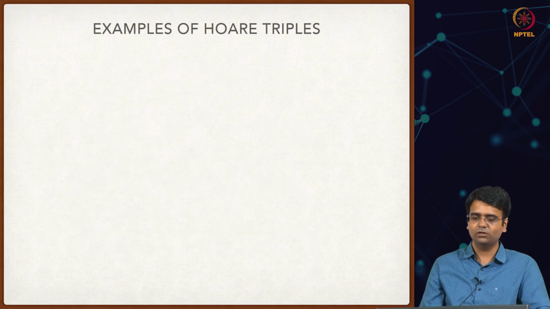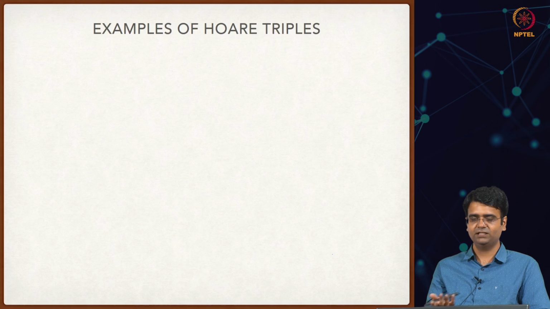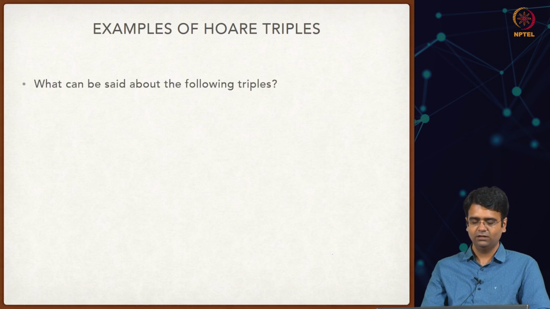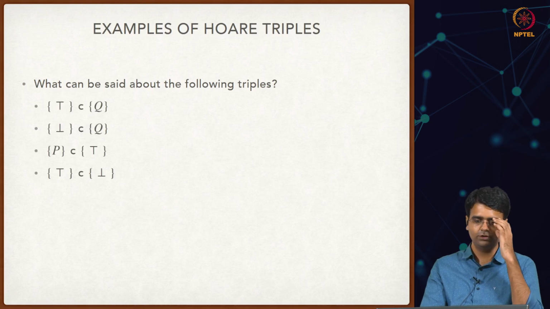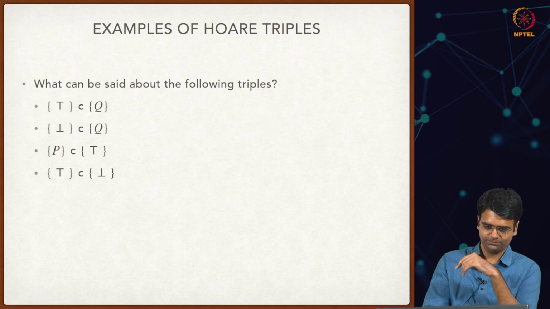Okay, so now let's look at some very simple examples of these Hoare triples. Hoare triples are these triples P, C, Q, where P is the precondition and Q is the postcondition. Let's see these 4 Hoare triples. What can we say about them? Let's go through them one by one.